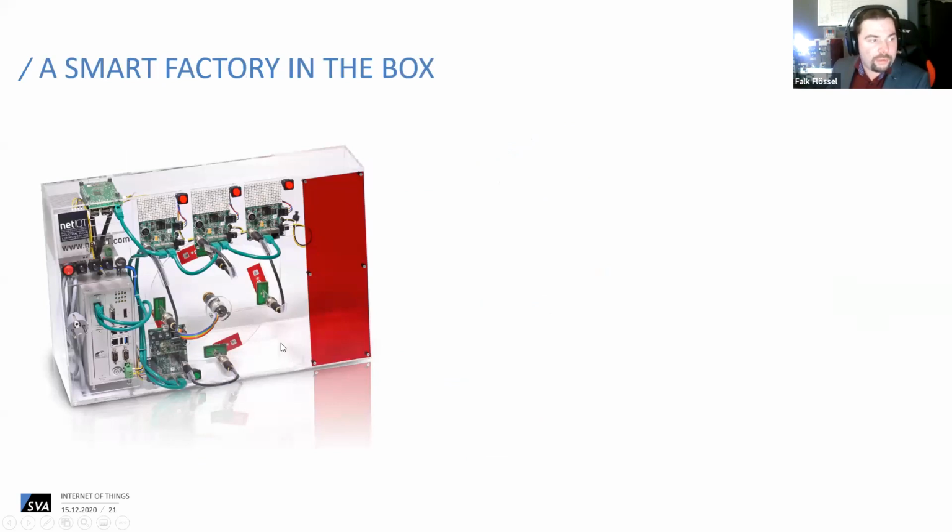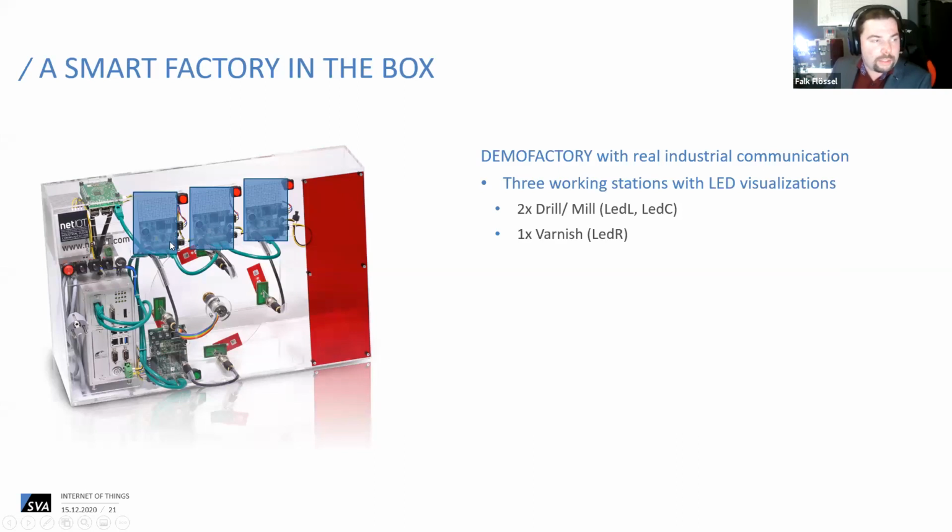It's this little thingy right here, and also in the back of mine. And I would briefly introduce to you how it is built up. First of all, like in the example factory for the candy canes, we have 3 stations. We call them LED stations because they show what they do with these LED panels. This one, the left one, is supposed to be a drill mill station. The center one as well, hence LED-C, LED center, and LED right. This one is for varnishing.